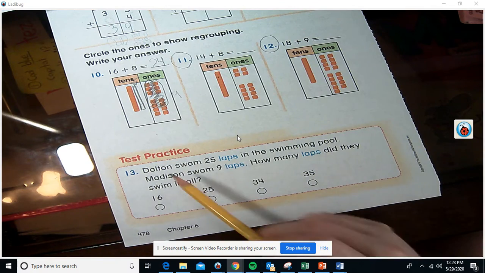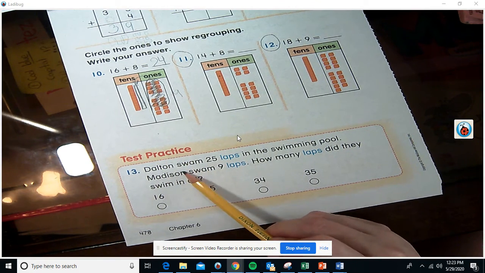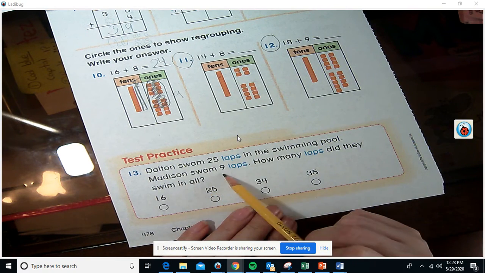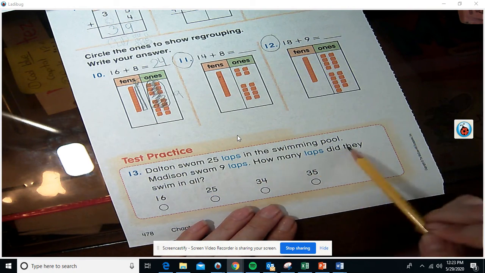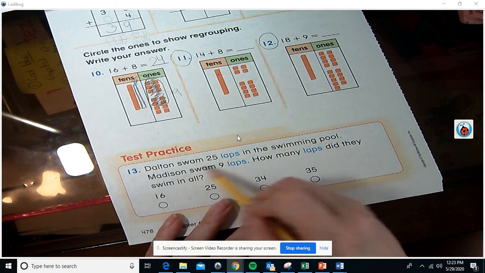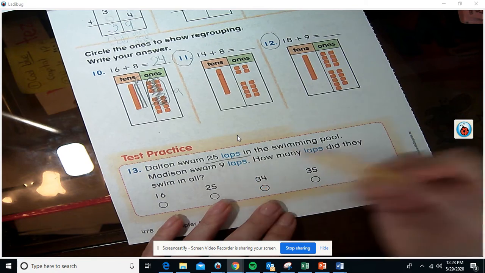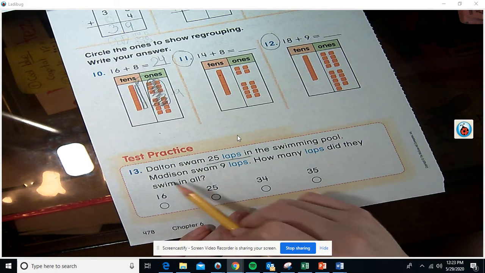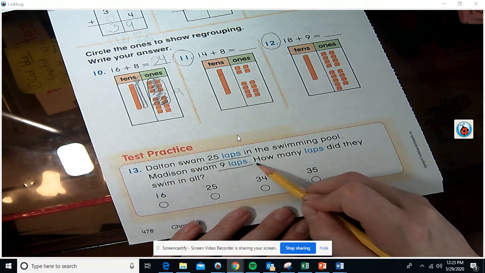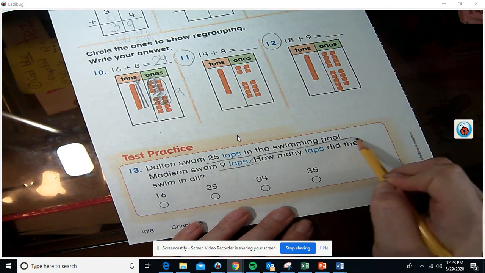And then number 13 says, Dalton swam 25 laps in the swimming pool. Madison swam 9 laps. How many laps did they swim in all? So let's underline what we know. We know that Dalton swam 25 laps in the swimming pool, and Madison swam 9 laps. How many laps did they swim in all?